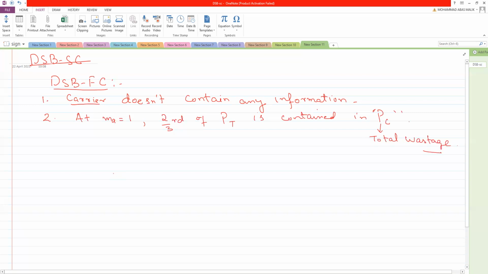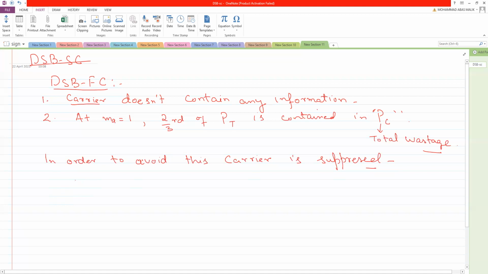So, in order to avoid this, carrier is suppressed. But both the upper side band and lower side band are transmitted.